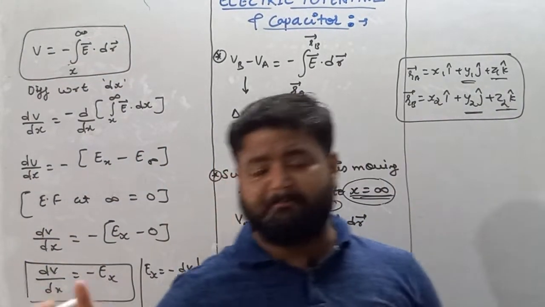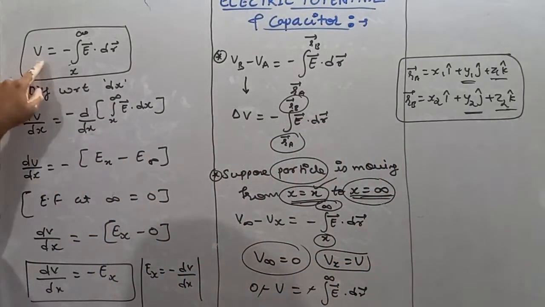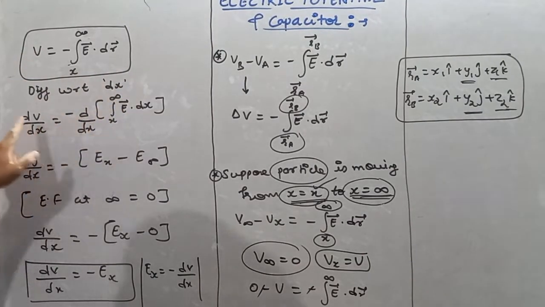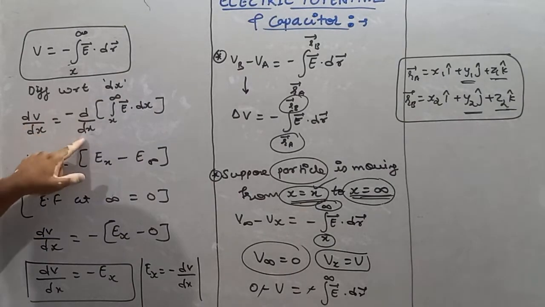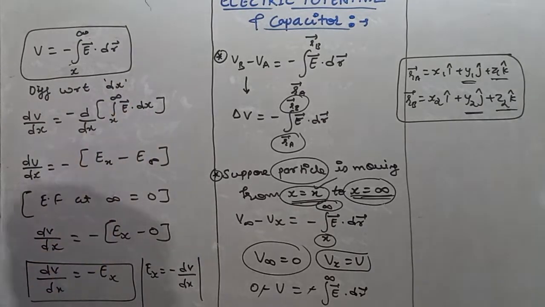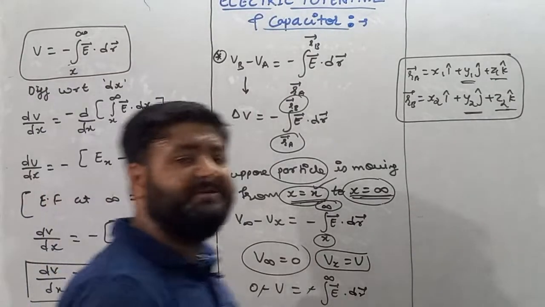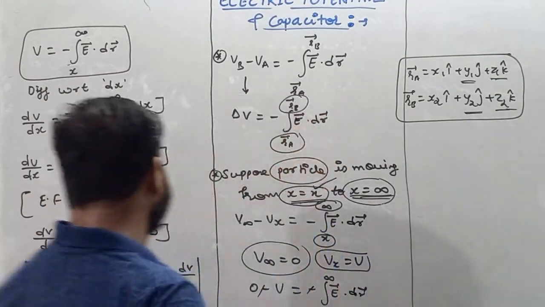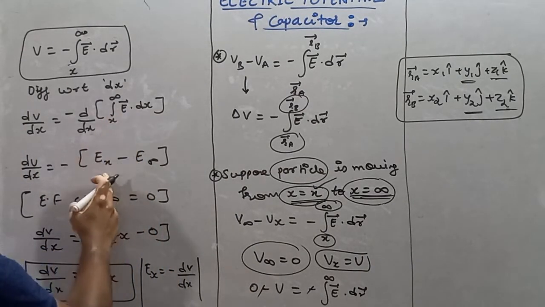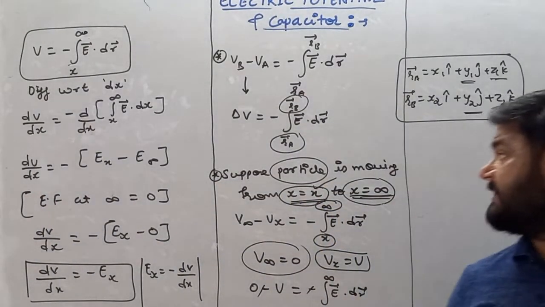Now as the particle is moving along the x-axis, I am differentiating the value of potential with respect to x. So dV by dx is equal to minus d over dx of the value of V, which is minus the integral from x to infinity of E vector dot dx. And I already told you, my dear student, the formula for differentiation of an integral. It is the function at the upper limit minus the function at the lower limit, that is Ex minus E infinity.